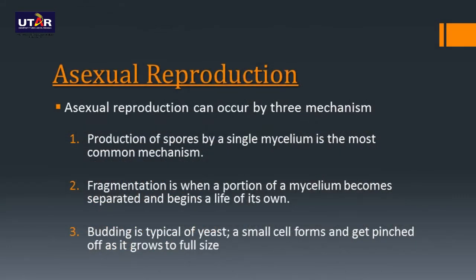Asexual reproduction can occur by three mechanisms. Number 1, production of spores by a single mycelium is the most common mechanism. Number 2, fragmentation is when a portion of mycelium becomes separated and begins a life of its own. Number 3, budding is typical of yeast, that is, a small cell forms and gets pinched off as it grows to full size.